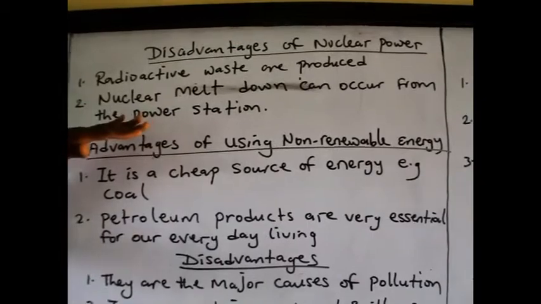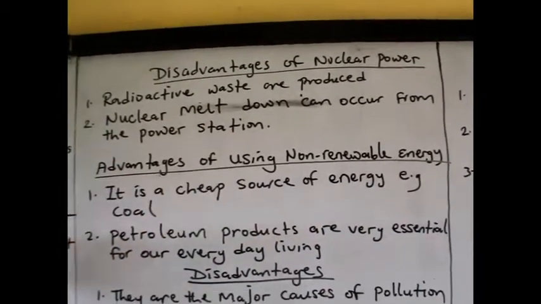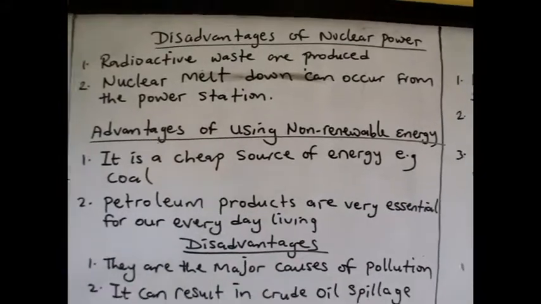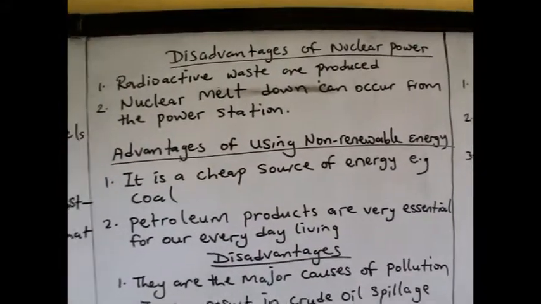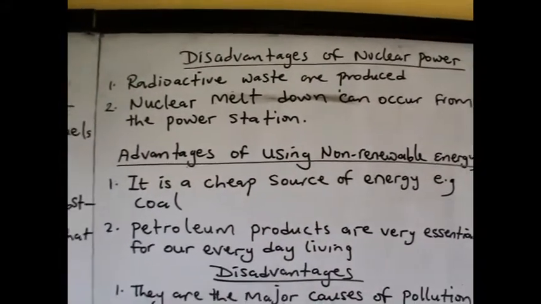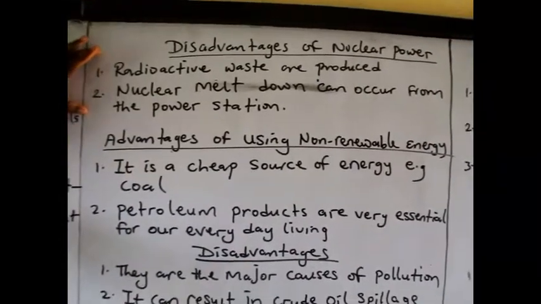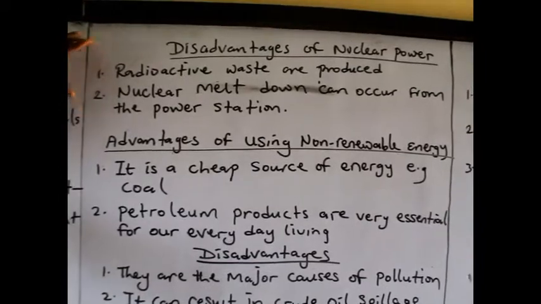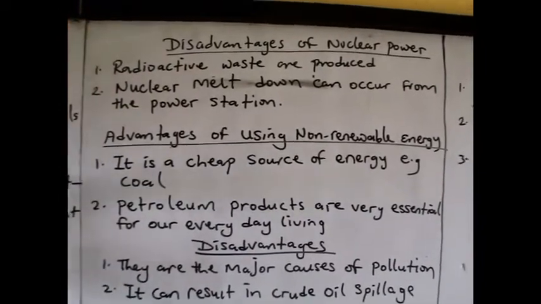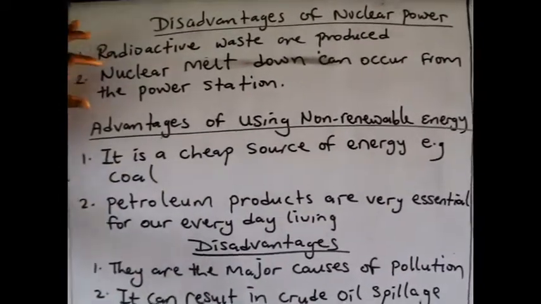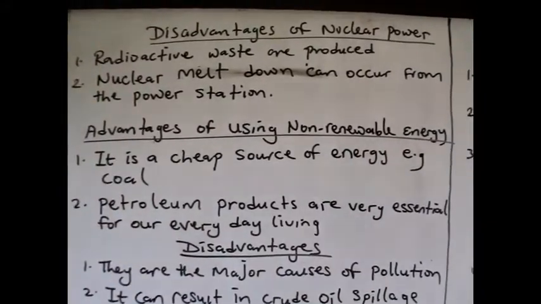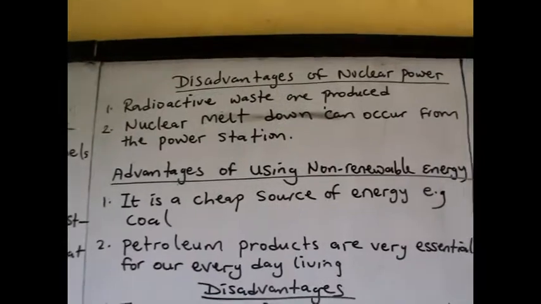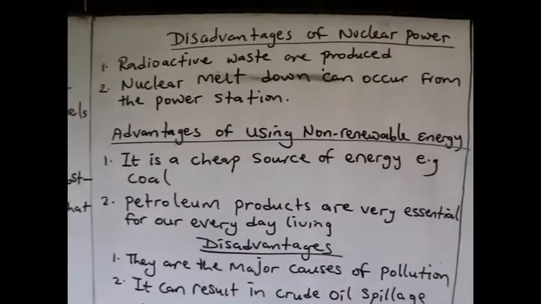Another one is nuclear meltdown can occur in the power station. We experienced something like this in Japan, where there was a meltdown of nuclear power, and this led to a lot of explosion in the environment. It leads to the death of many crops, many plants. In fact, things were not working well again because of this radiation. So when the radiations are released, it becomes a disaster. So those are the disadvantages of using nuclear power.